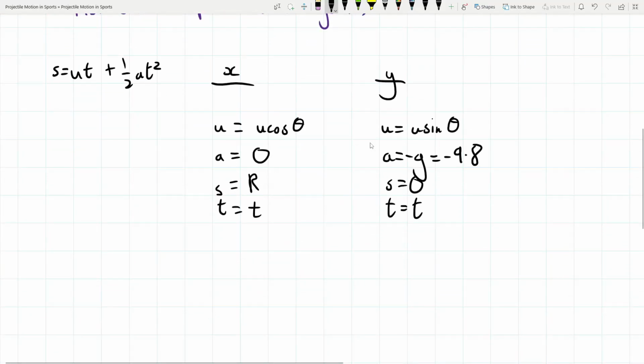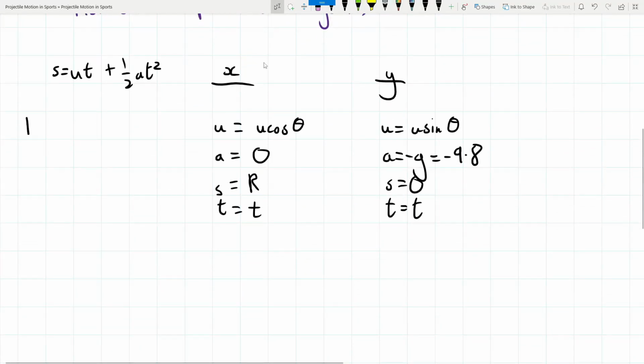So, out of these variables, what can we change? We can change the initial velocity, we can't change acceleration, and we can't change time. Acceleration is 0 anyway in the x direction, so it doesn't matter, but we can't change time. So we're going to try and eliminate time from the x equation. Let's come up with an equation for x.